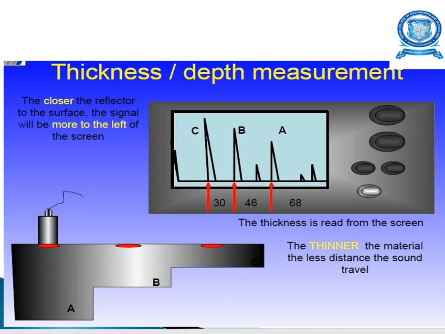And here you can see the signal on the screen for the thickness of the material. The bigger thickness is shown here as A, and B, C respectively.